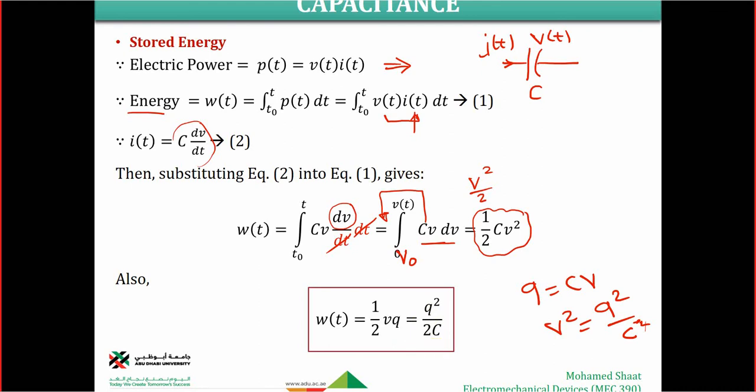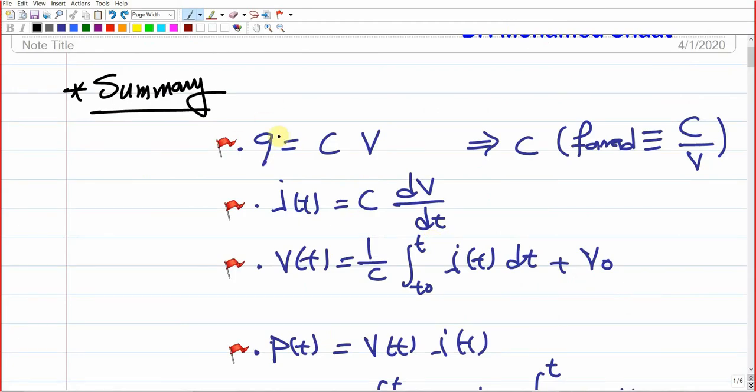Make sense? Again, the charge over the capacitor should be equal to C, which is the capacitance of the capacitor, times the voltage. The current should be C times the derivative of the voltage.